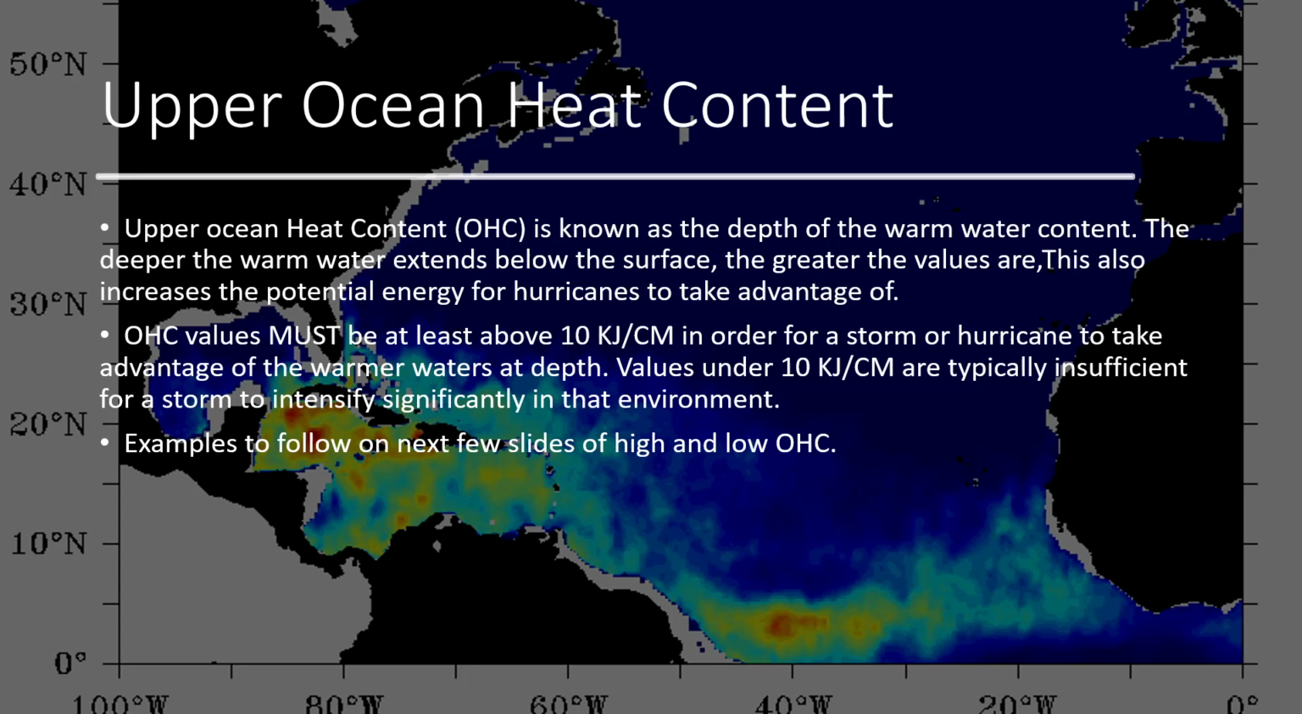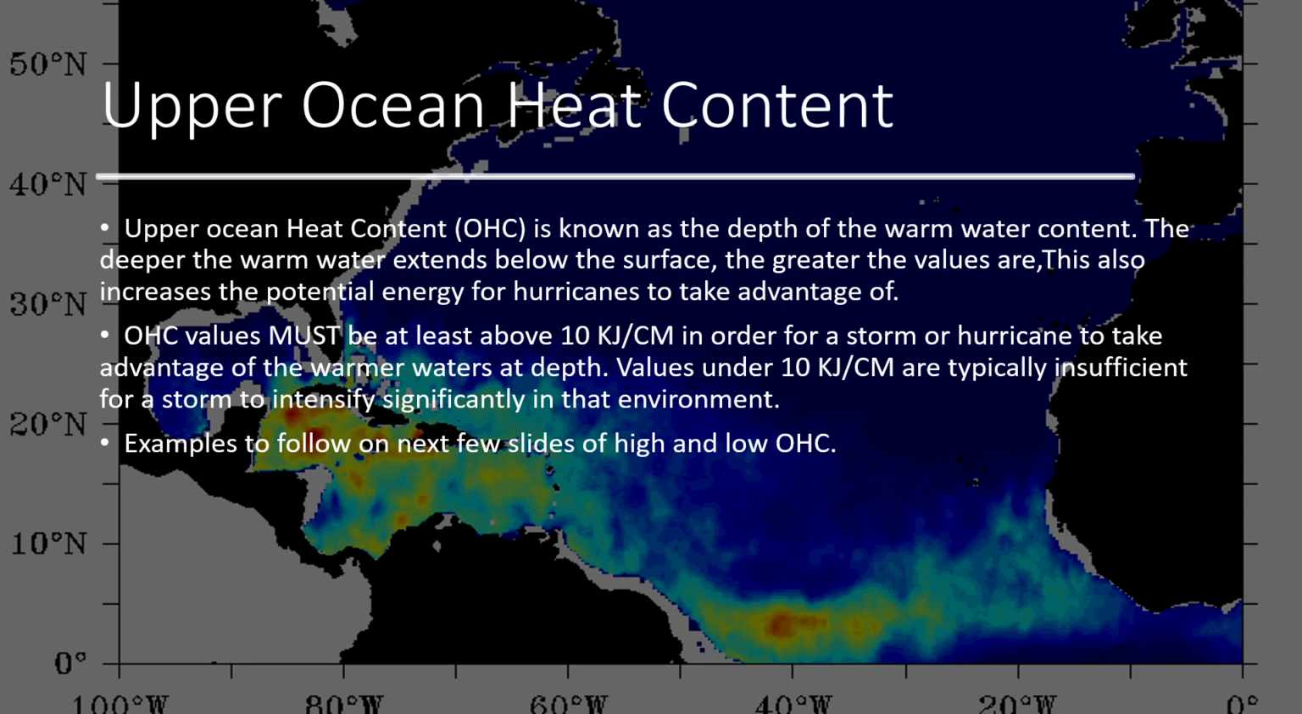So what is upper ocean heat content? Well, upper ocean heat content is characterized as the depth of the warm water content. And very simply here, the deeper the warm water extends below the surface, the greater the values are. And this is also going to increase the potential energy for hurricanes to take advantage of. Potential energy is very important because if you can get a higher potential energy value, you can create more intense hurricanes in a theoretical environment.